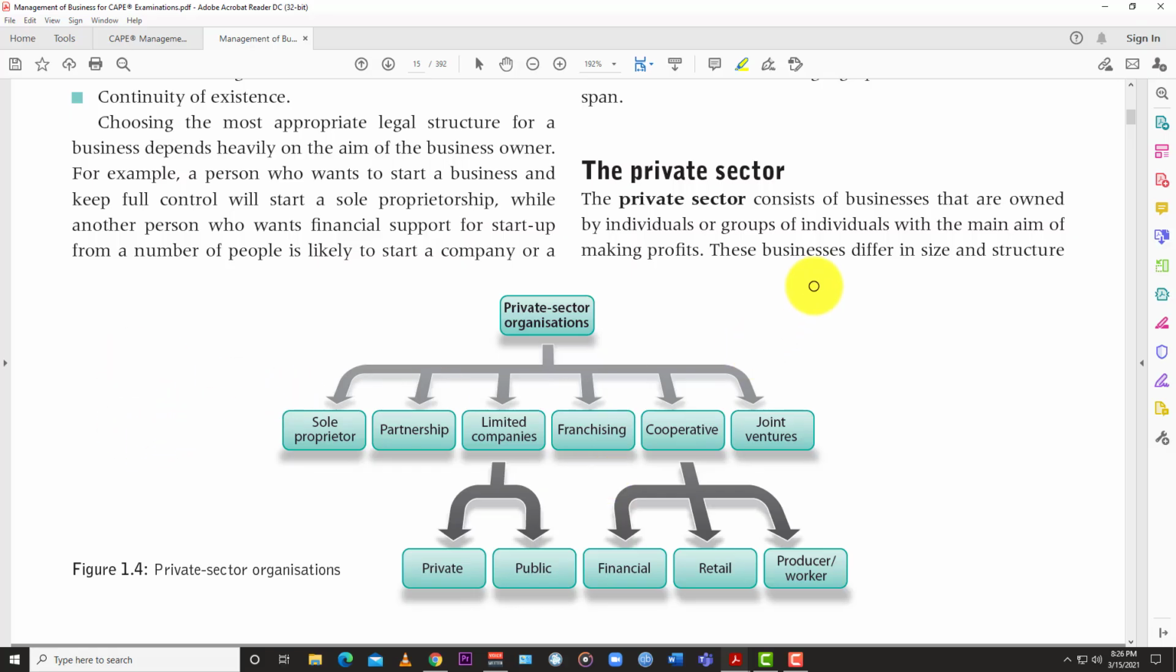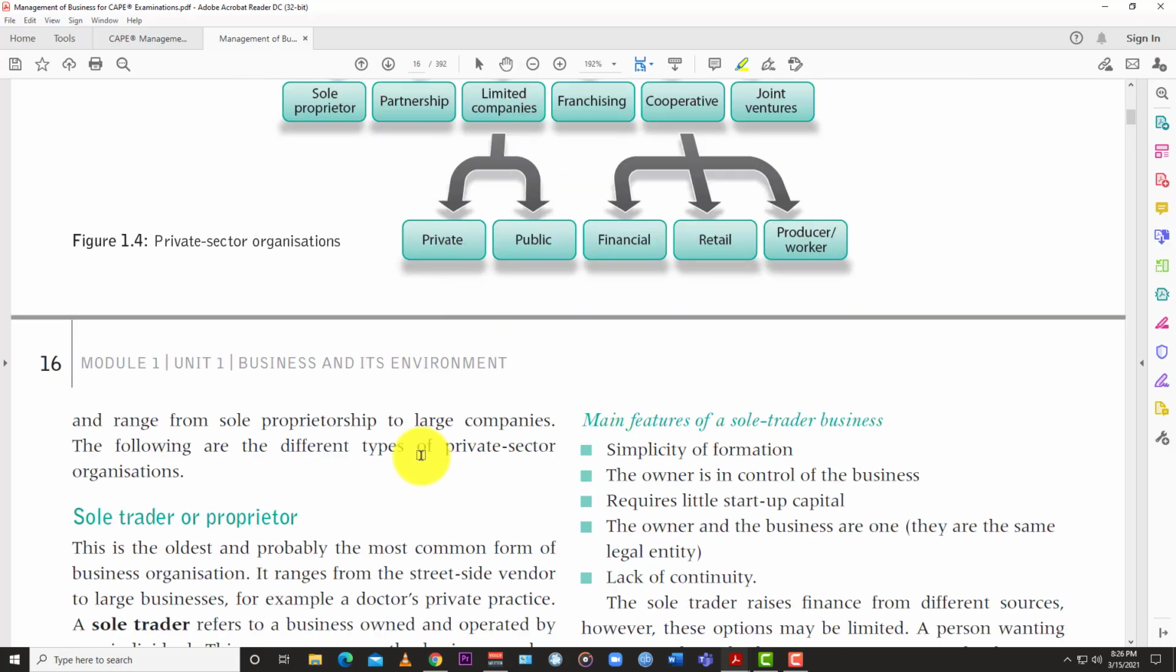So yeah, all these, again, they differ in size. A sole trader might have just one owner. Companies have multiple owners. So they differ in size. And of course, they differ in legal structure, ways in which they are started, that kind of thing.